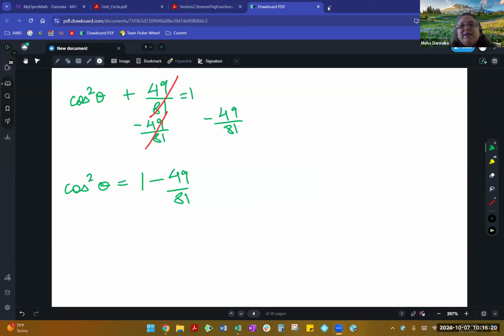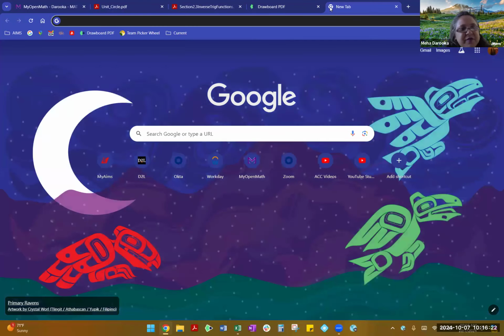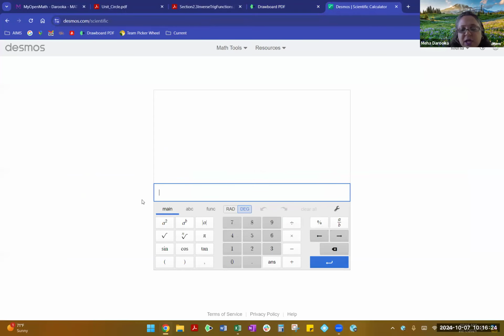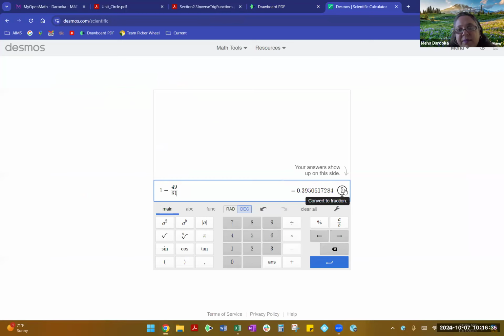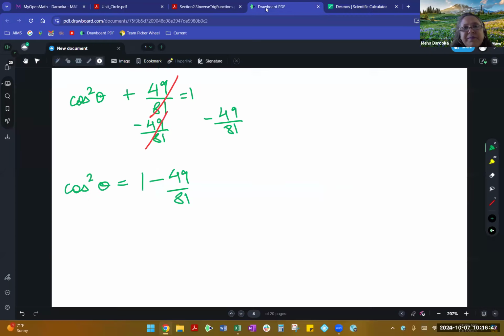Yeah. And that's kind of where the trick comes in, right, Mav? Because we have to figure out which identity is going to work and which ones may not work. Like I said, we do want to keep this as an exact answer. So you need to make sure you are keeping fractions and not decimals. When we do 1 minus 49 over 81, that's going to give us in fraction form 32 over 81.